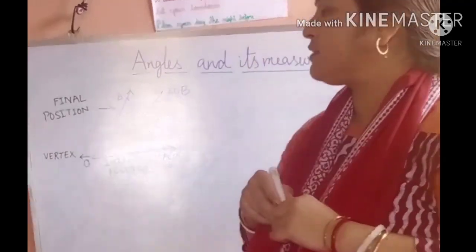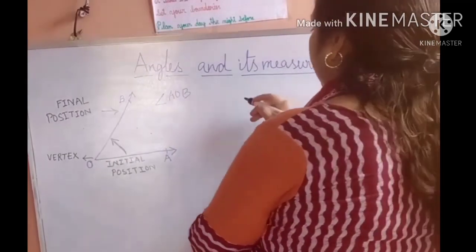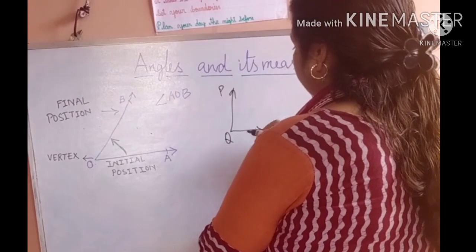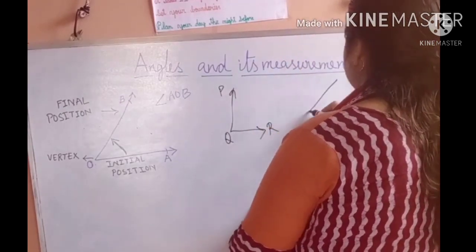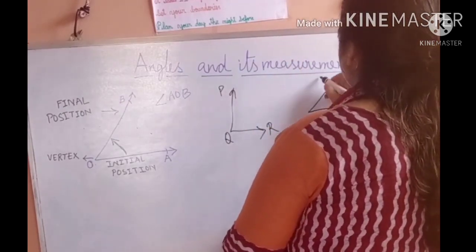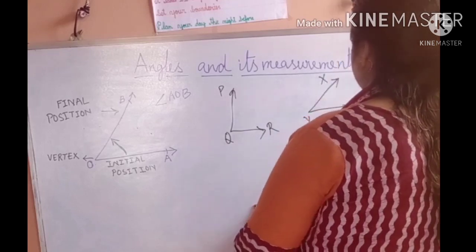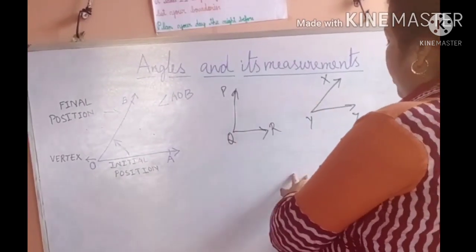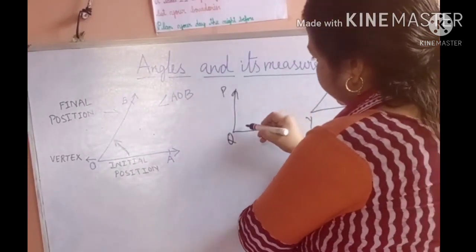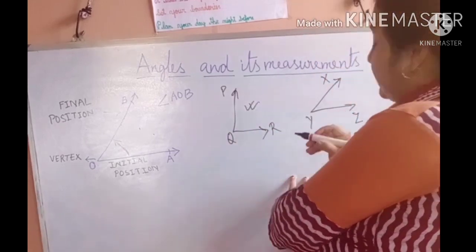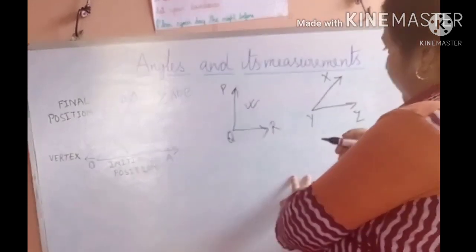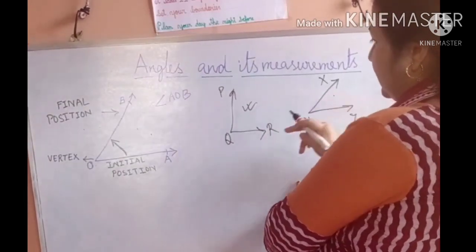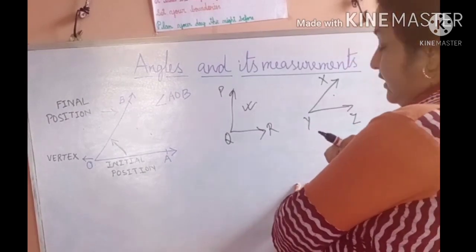First is the comparison by inspection. Suppose I am drawing here two angles. Let this be angle PQR and let this be angle XYZ. Now by inspecting, by looking at these two angles, what do we see? We see that of course this angle is bigger than this angle. Why? Because the amount of rotation in this angle is less than in this angle, right?